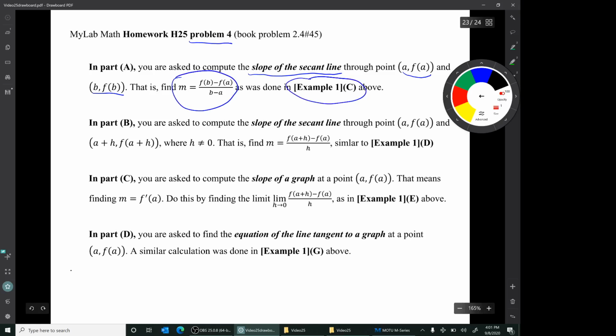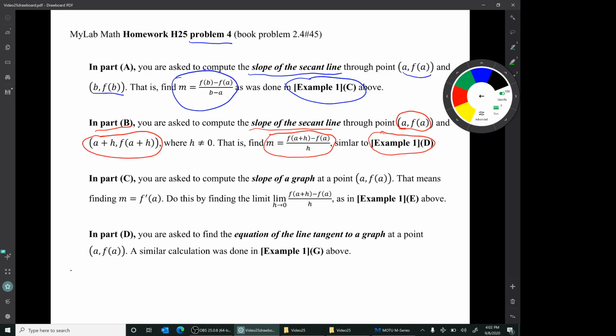In question 4, part B, you're asked to find the slope of a secant line through a point of this form, a comma f of a, and a point of this form, a plus h comma f of a plus h, where h is some non-zero number. Well, that means you're going to be led to doing a calculation like that, which is just like what we did in example 1D.